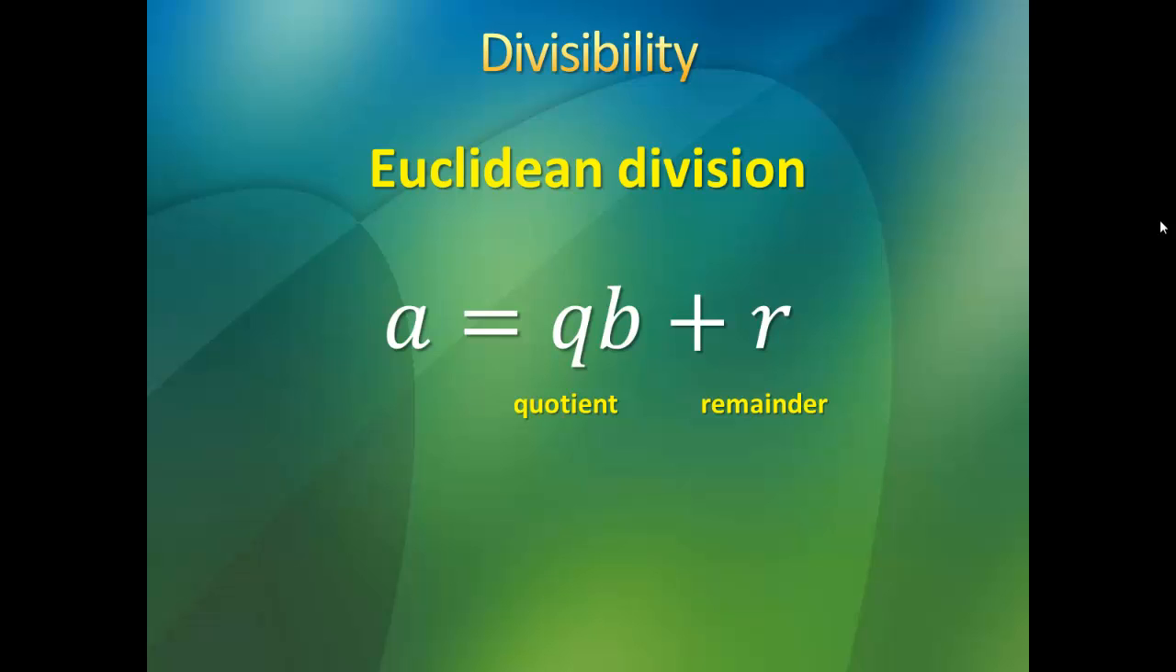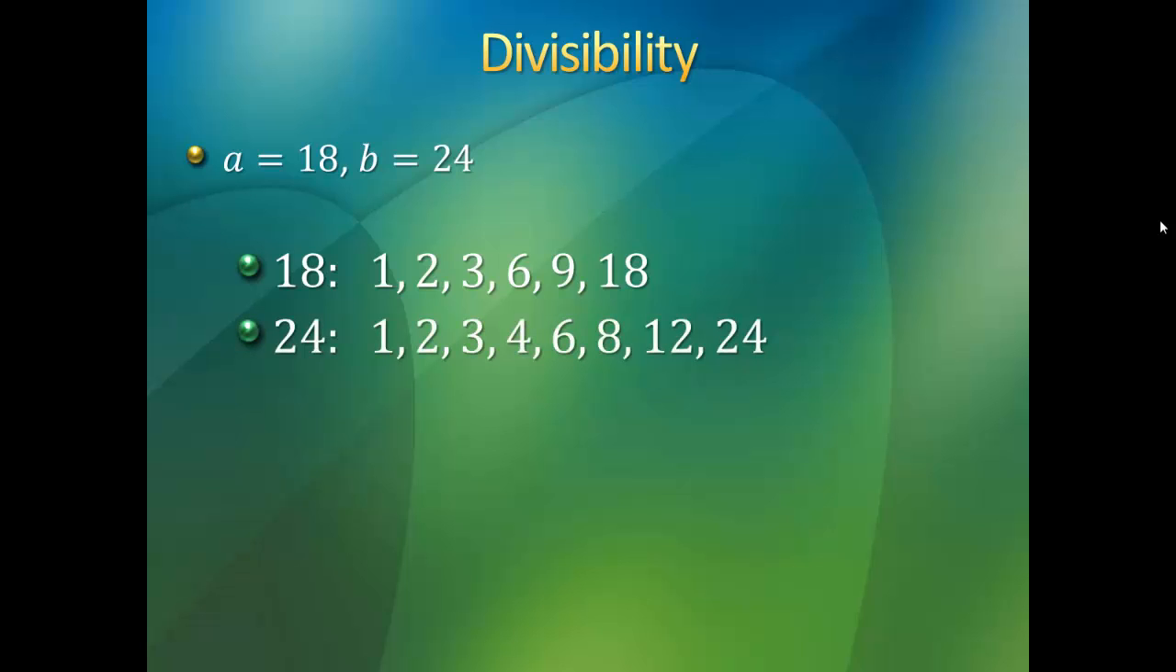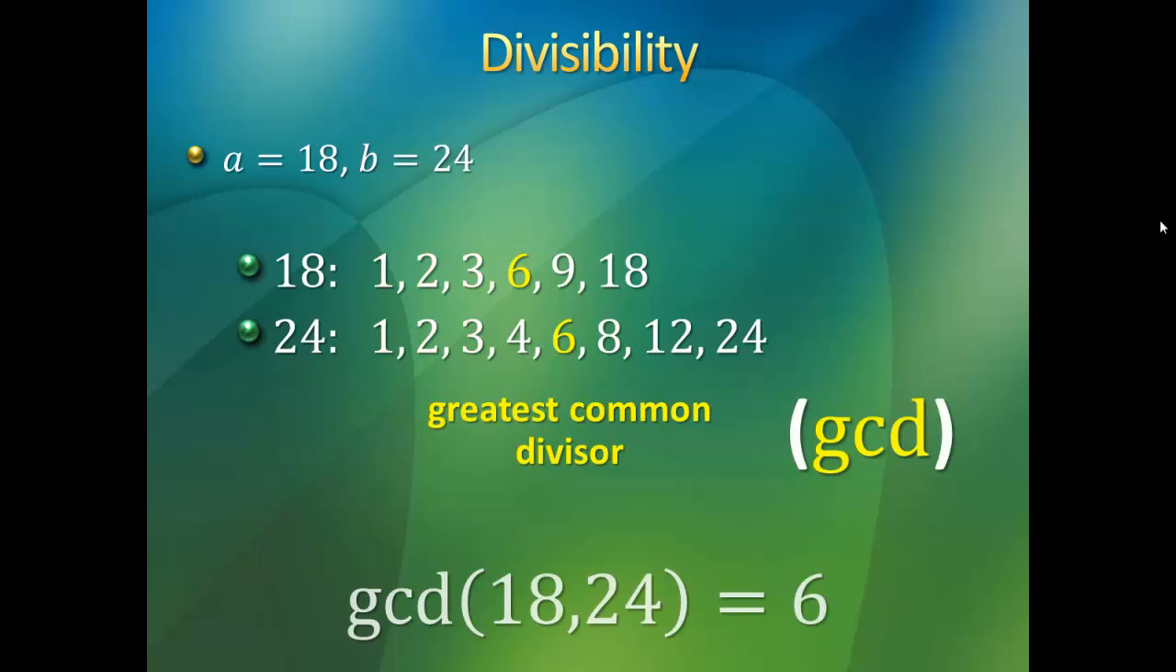Now, again, let's say we have two non-zero integers. Let's make a equal 18 and b equal 24. We could list out the divisors of each number. Notice that there are some divisors that both have in common: 1, 2, 3, and 6. We call these common divisors of 18 and 24. What we're most often interested in is the greatest common divisor, the largest integer that evenly divides both a and b. So in this case, the greatest common divisor, or GCD for short, is 6.